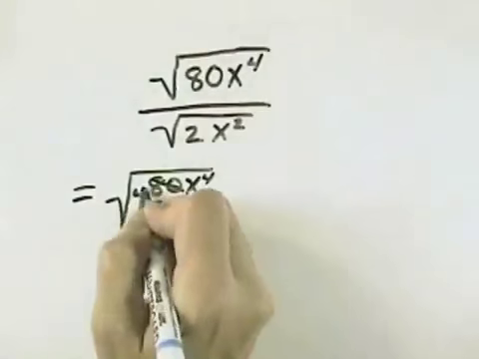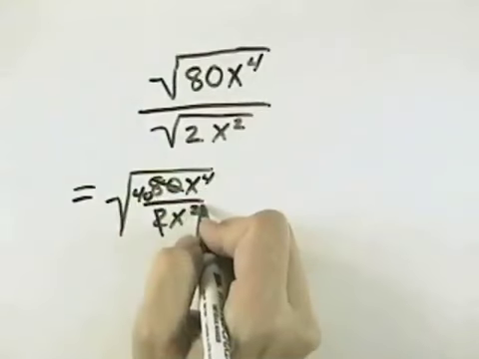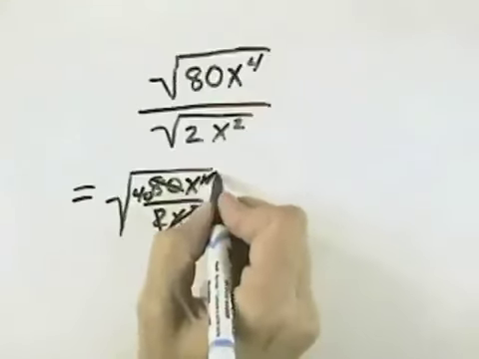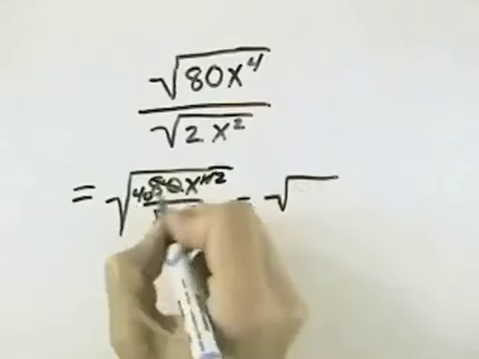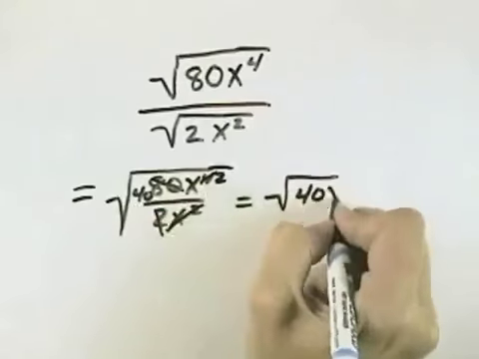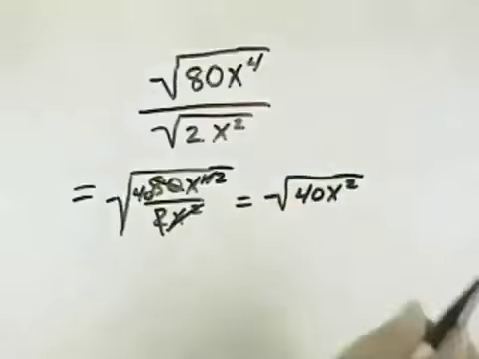That's going to leave a 40 on top. And canceling 2 of the x's, x squared, which will leave 2 of the 4x's on top. Which means that we're going to be left with the 40 and the x squared on top, and we no longer have a denominator to worry about.